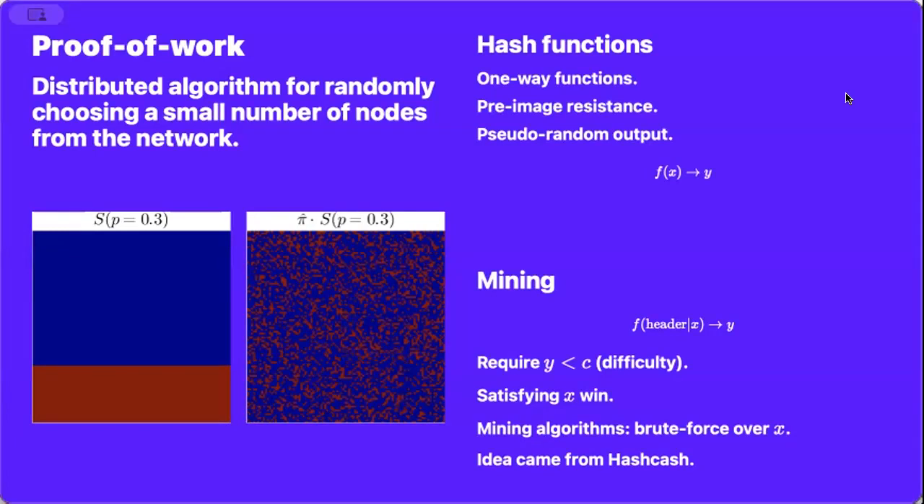Now, the way proof of work does this is a very clever one. The idea is that they use as a primitive what's called a cryptographic hash function.